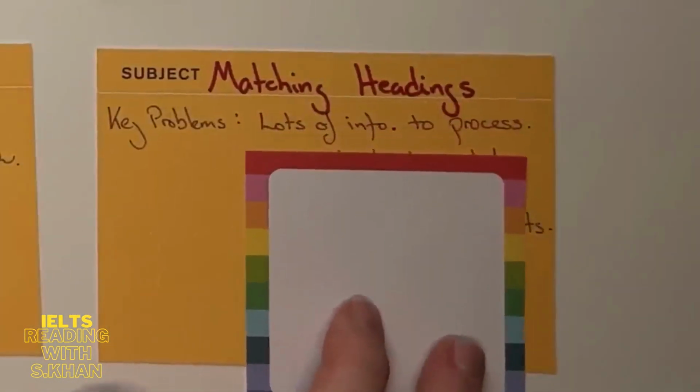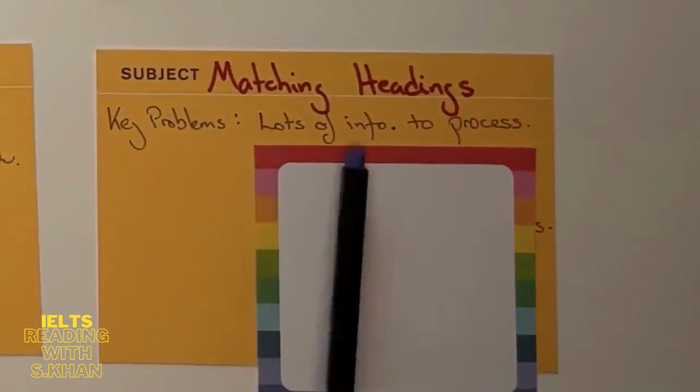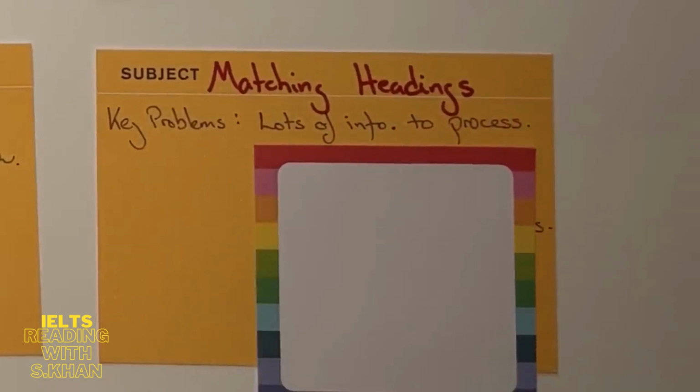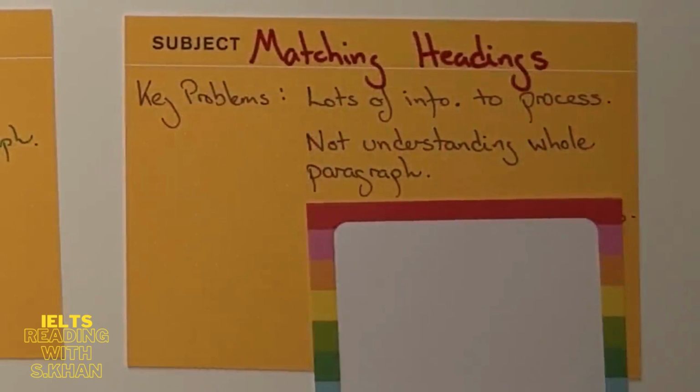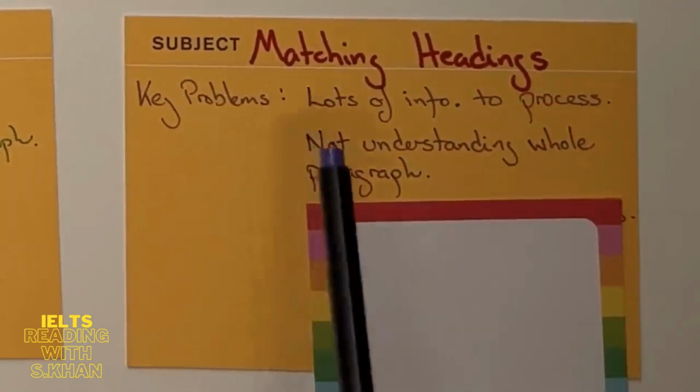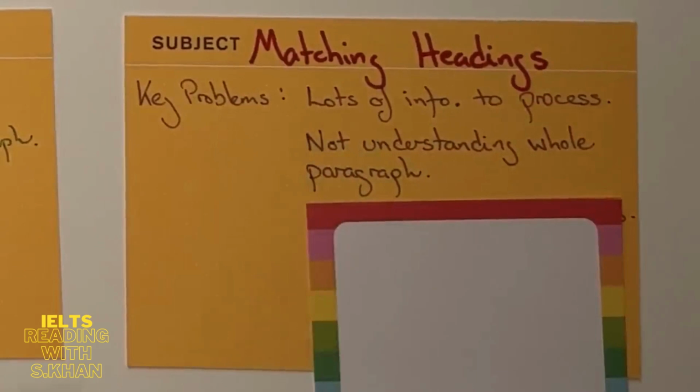Finally, the most difficult question, matching headings. Key problem here is there's lots of information to process. Most of the time you're going to be reading the entire text to complete matching headings questions effectively. Another common problem is a lot of students just read like the first part of the first sentence and the last sentence, or they focus in on keywords. That is the opposite of what you're trying to do.